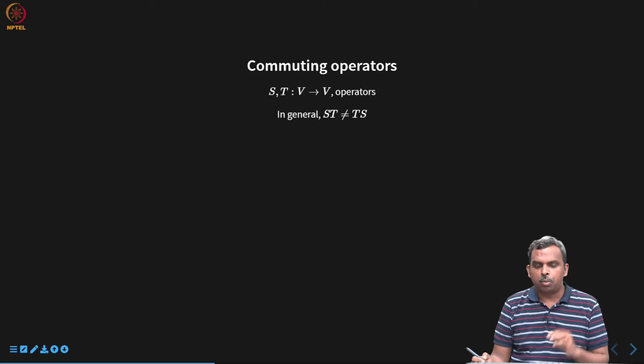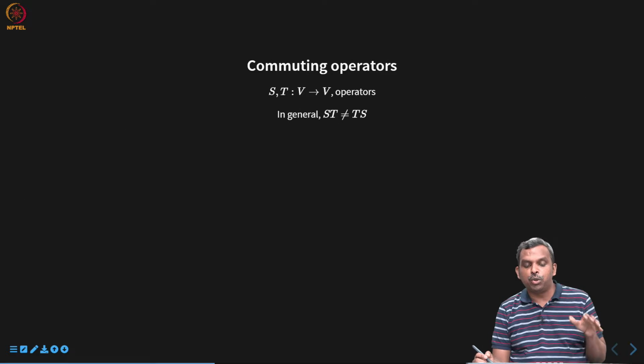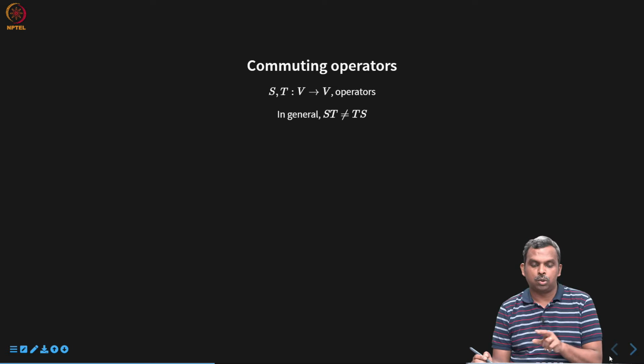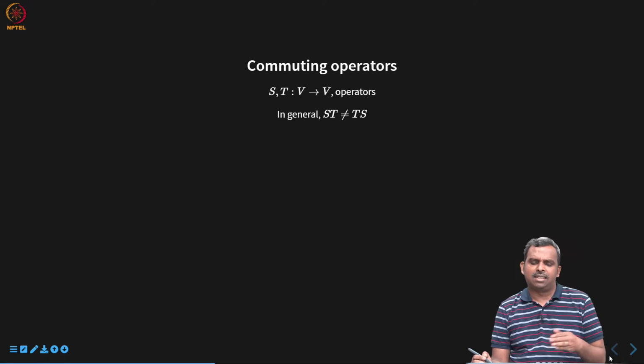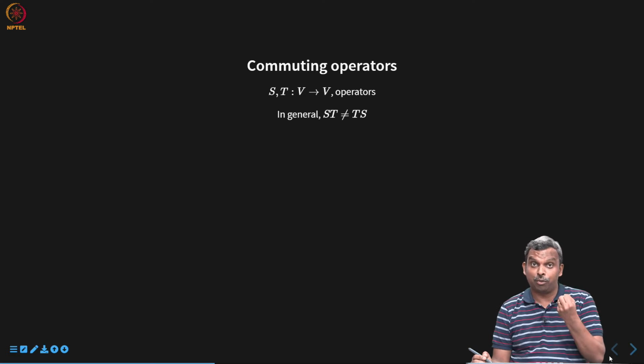Okay. So before that, let's look at this notion of commuting operators. If you have two operators, S and T, from the same vector space V to V, in general ST need not be equal to TS, right? This is something to keep in mind, and there are very easy examples that one can come up with where ST will not be equal to TS. Particularly if you keep matrices in mind, you can bring up a lot of examples.